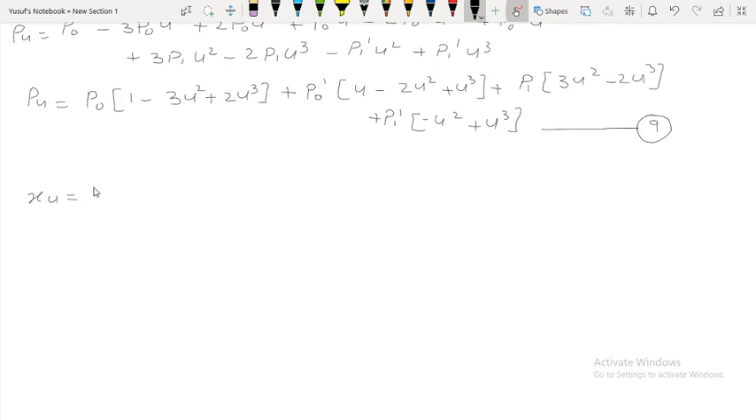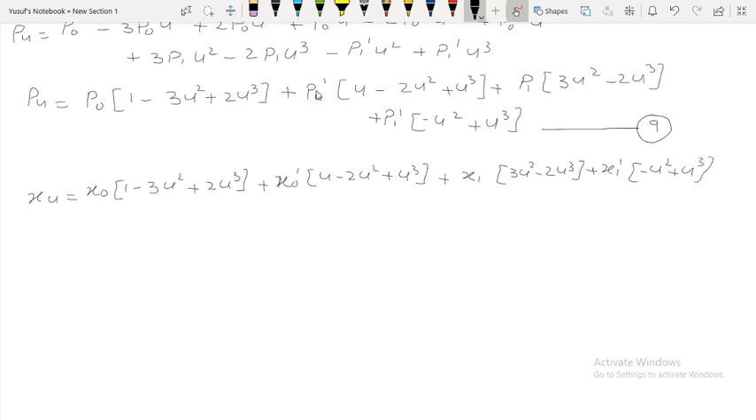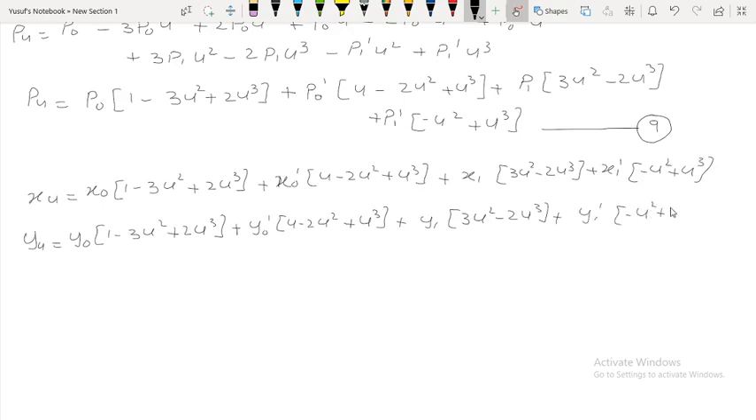So x of u will be equal to x0 (1 minus 3u square plus 2u cube) plus x0 dash (u minus 2u square plus u cube) plus x1 (3u square minus 2u cube) plus x1 dash (minus u square plus u cube). The same equation I am writing in terms of x. Similarly, you can write in terms of y. Y will be calculated by using y0 (1 minus 3u square plus 2u cube) plus y0 dash (u minus 2u square plus u cube) plus y1 (3u square minus 2u cube) plus y1 dash (minus u square plus u cube).